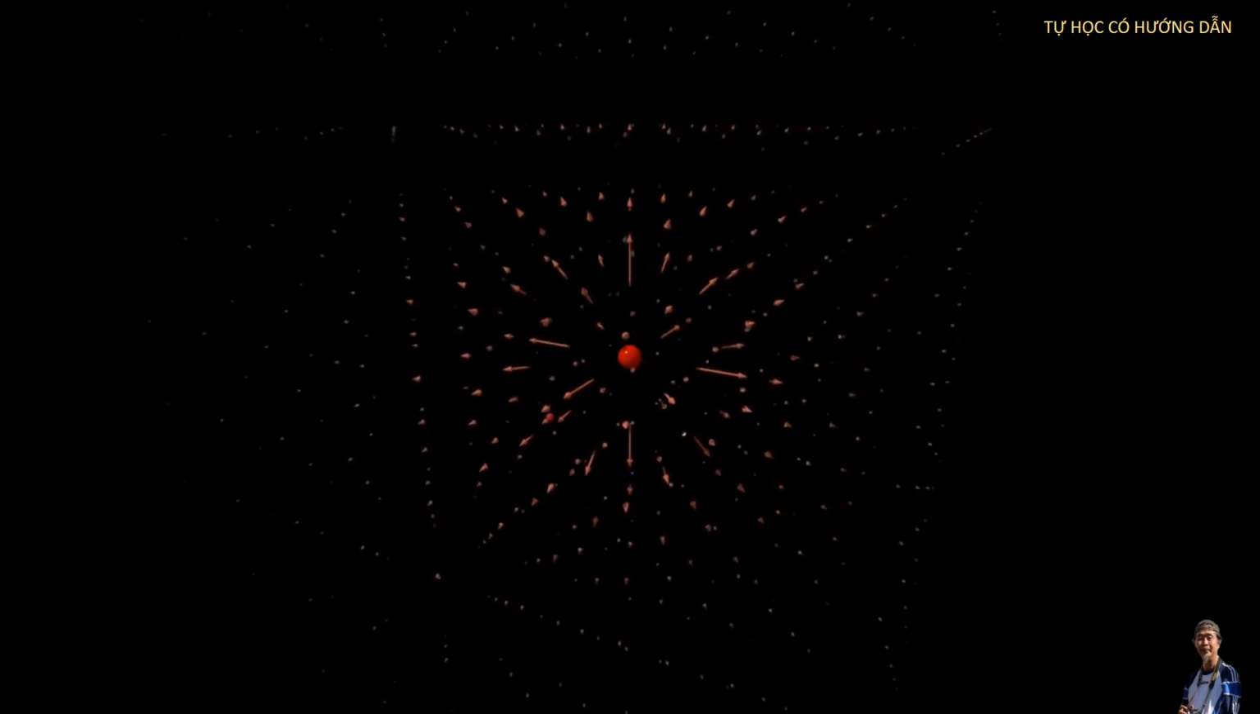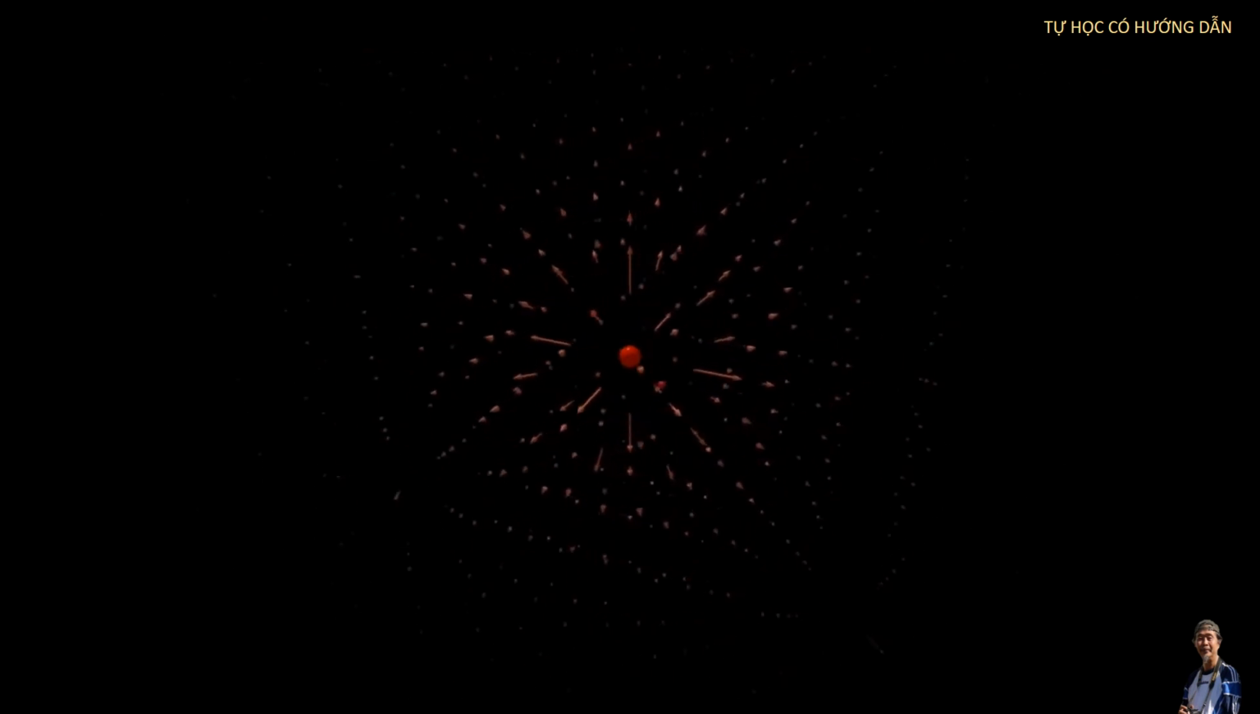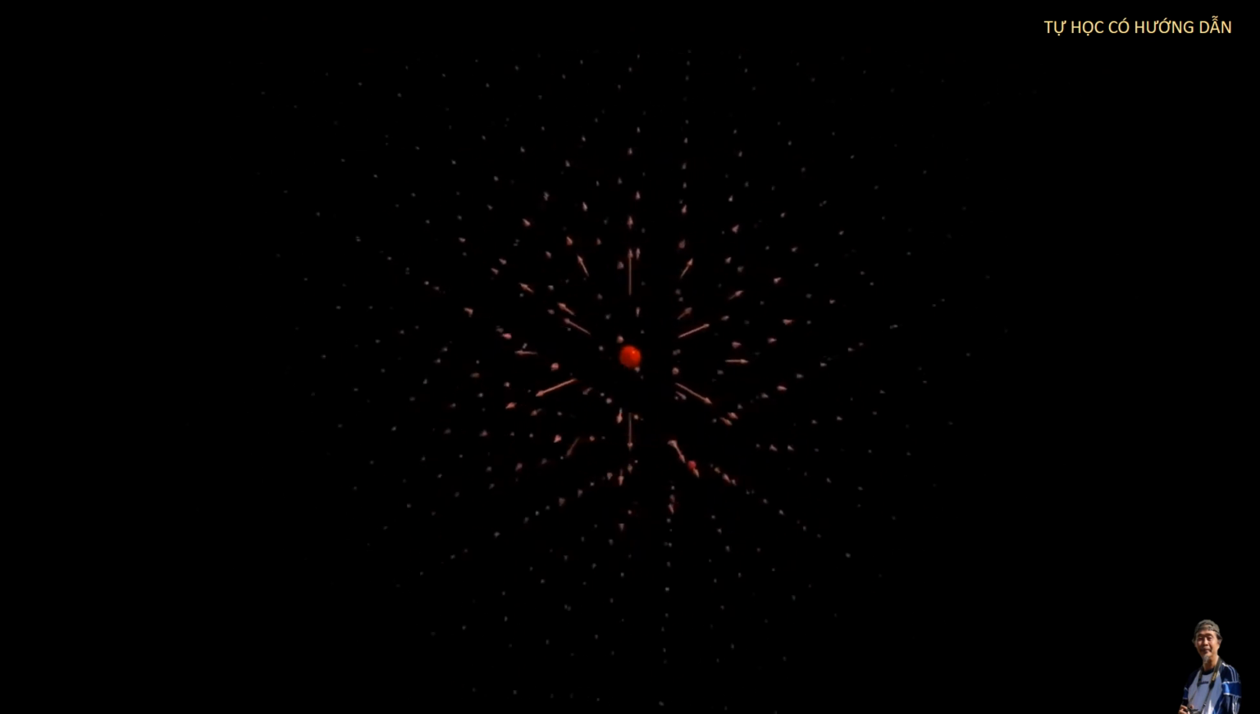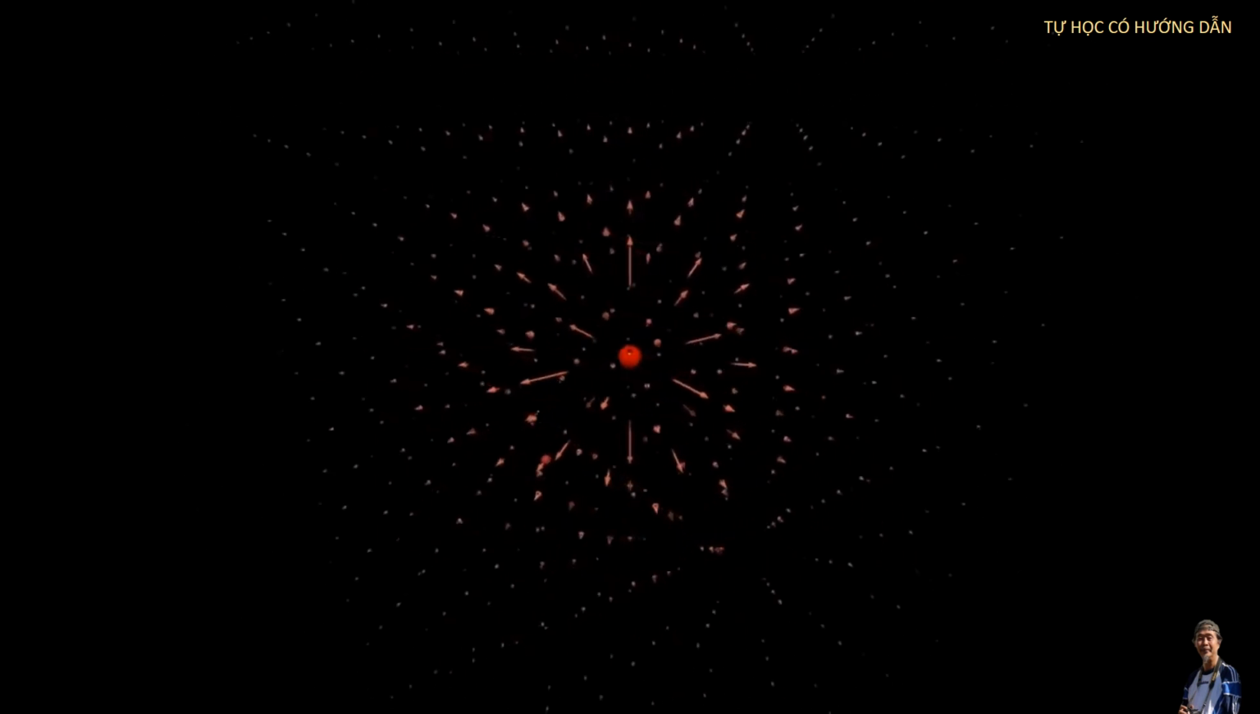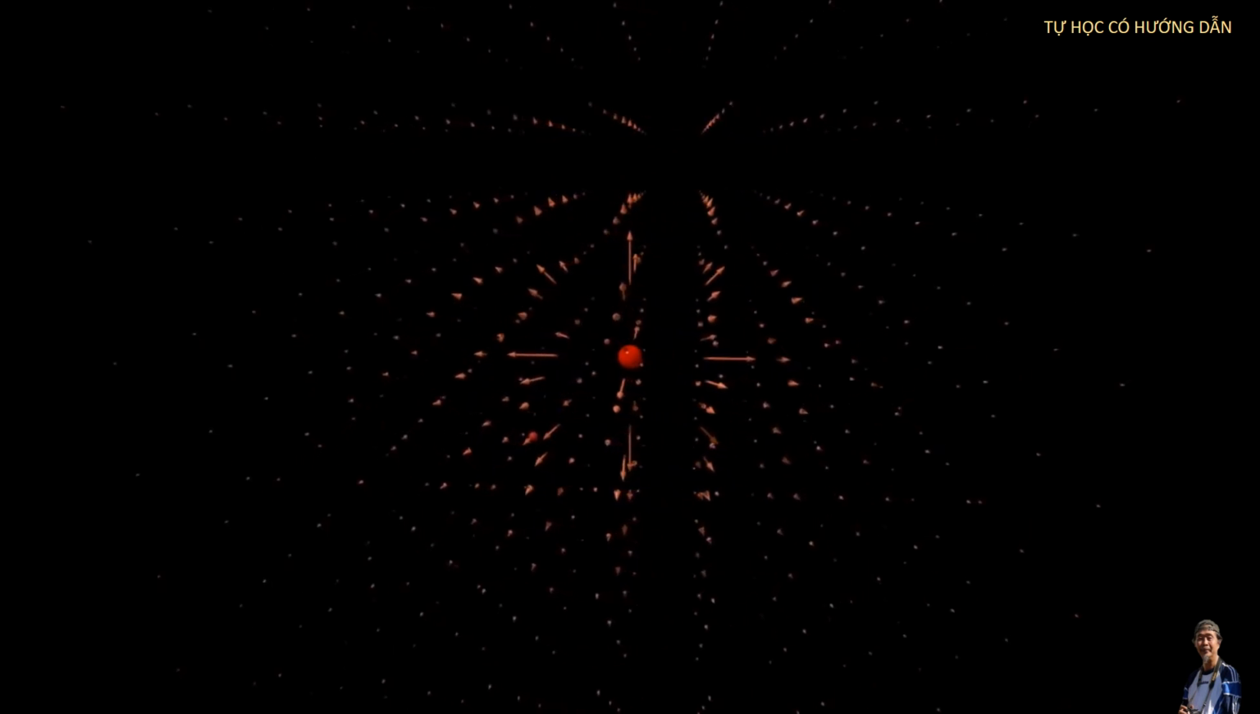An array of vectors can help visualize the field. These field vectors reflect the symmetry of the charge. In this case, they show the field is directed radially outward from the positive source charge.